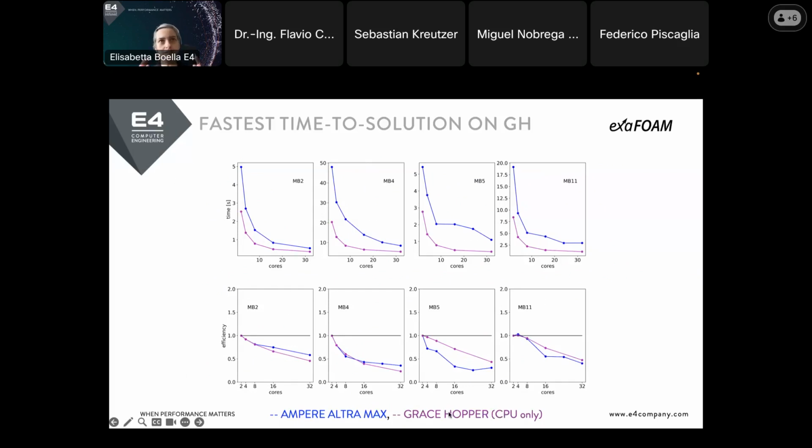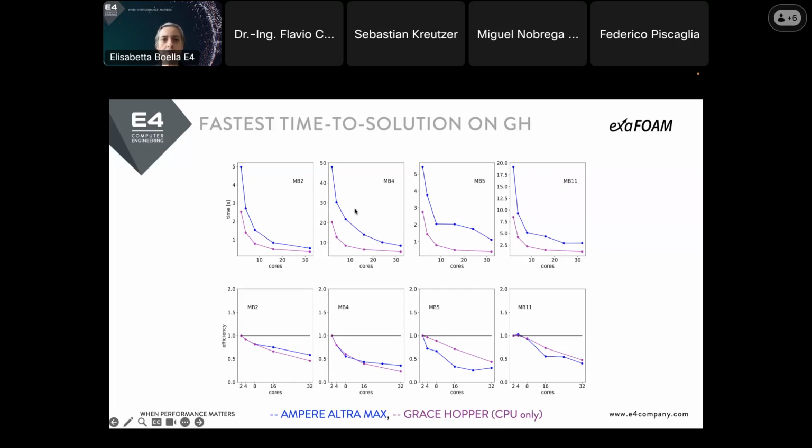Grace Hopper is the NVIDIA superchip with also the GPU, but in this case we didn't use the GPU, we just used the CPU. I just mentioned this because Grace Hopper has 72 cores, while we could have used Grace. It was still not working at the time of this test. Grace has the double, so that is why I mentioned that here that is Grace Hopper.